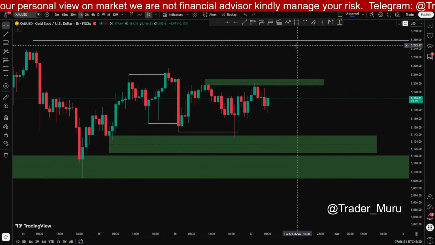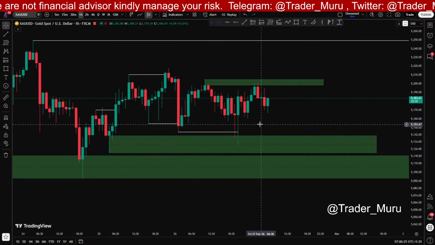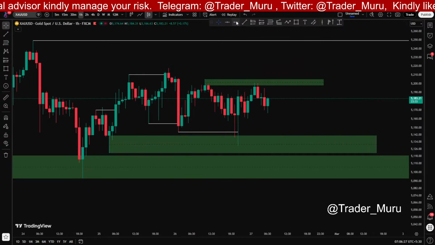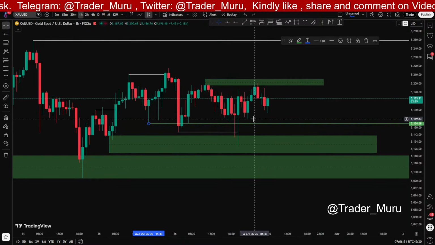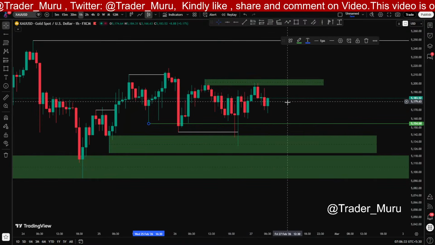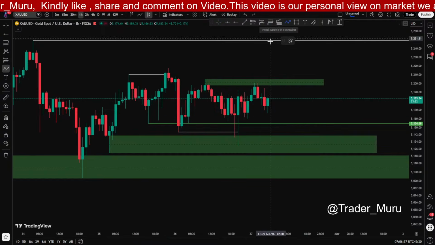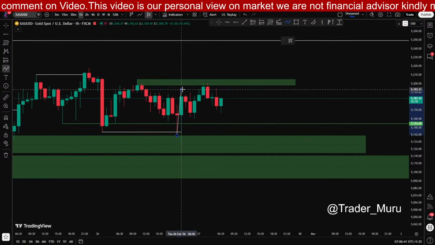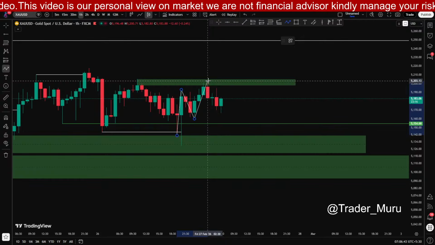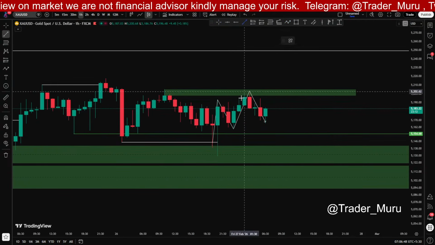So according to 1-hour time frame, this area is holding. The price of area is 5154. So basically it is bullish right now. It needs to hold internal structure now, and this is our internal structure. This is high, this is low, this is higher high, and it should hold this higher low.